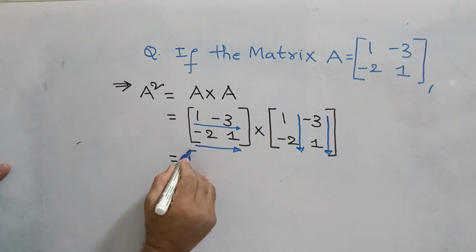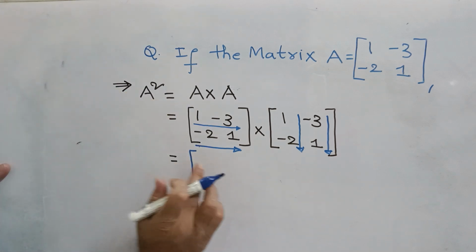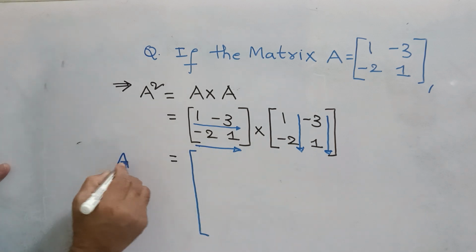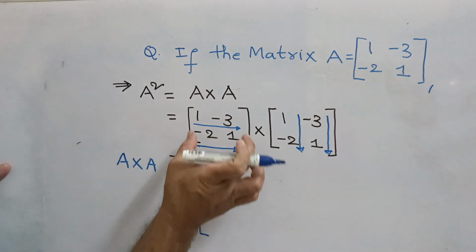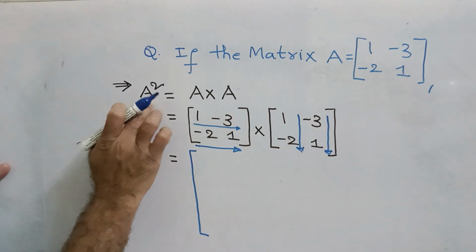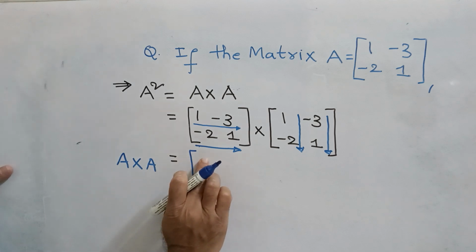Now I am going to perform the multiplication like this. So the first element of the product is nothing but my A into A. Now I am going to find out the value of A into A. How? A square is nothing but A into A. Therefore, A into A is equal to, what is the first element?